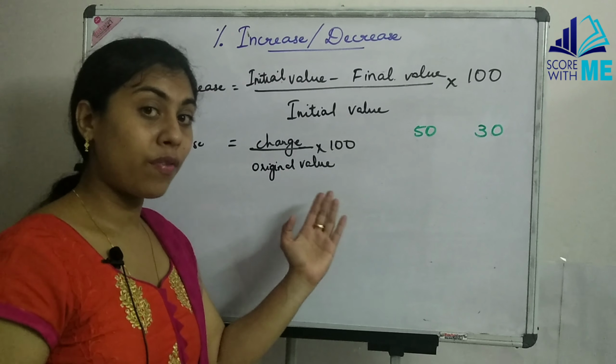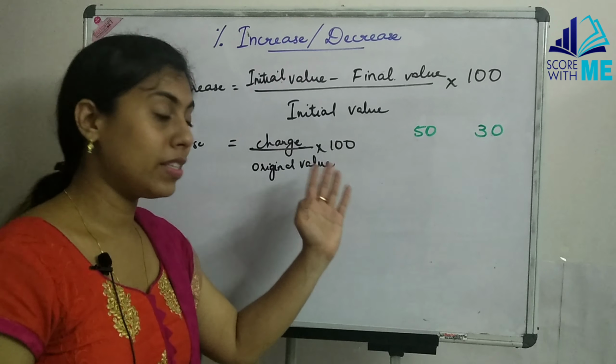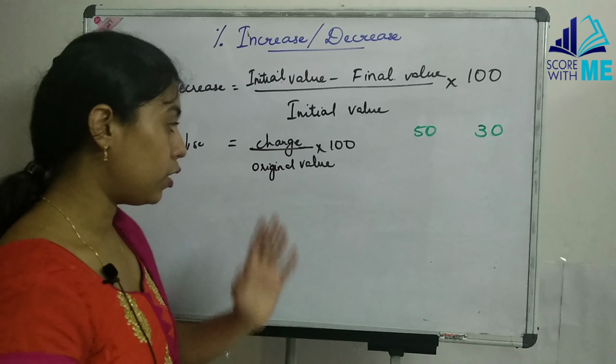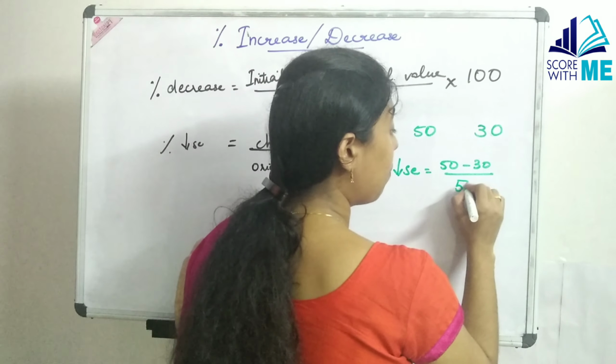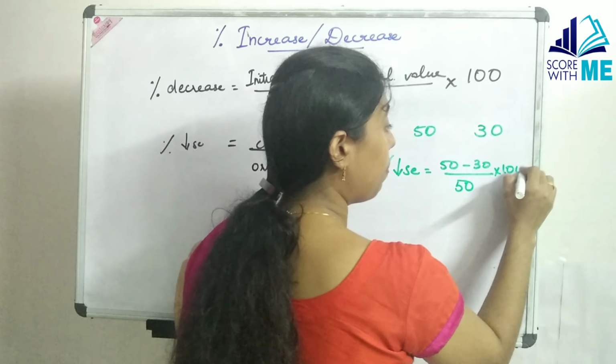So irrespective of the value increasing or decreasing, just the change alone needs to be noted here. So here, to find the value, we need to find the percentage decrease, isn't it? So see, 50 minus 30, and in the denominator always keep in mind with respect to what we are comparing. So here we are comparing with respect to 50. That is our initial value. So that should come in the denominator and then multiply by 100.